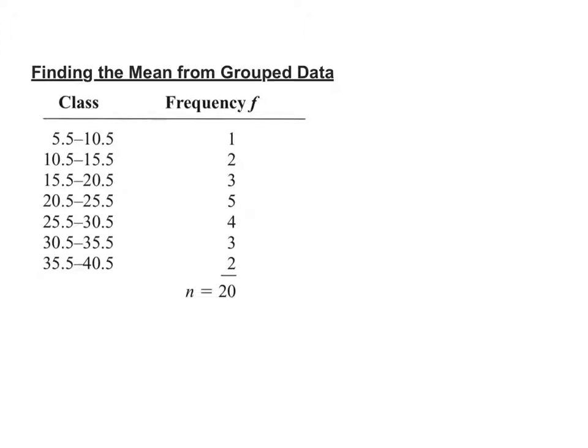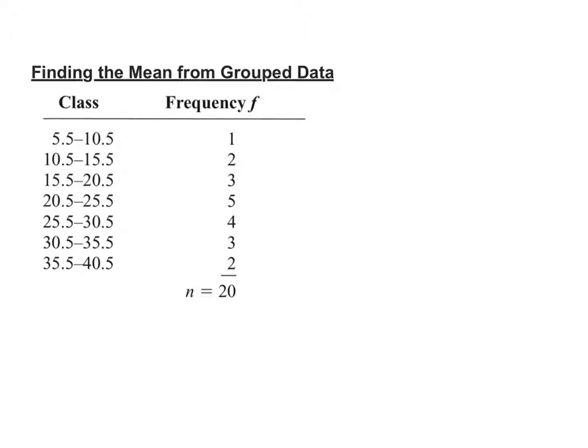So we can still find the mean from a set of grouped data, and the reality is we don't actually know what the data is. We know that there's one data value in this class, but to know specifically what the data is that's in there, we have no idea. It could be 6, could be 9, could be 10, right? We don't even know. And so when you're presented with grouped data, you don't know the actual data.